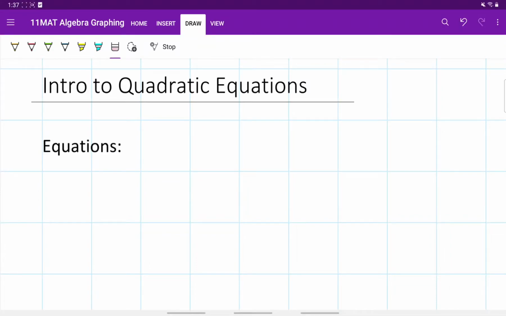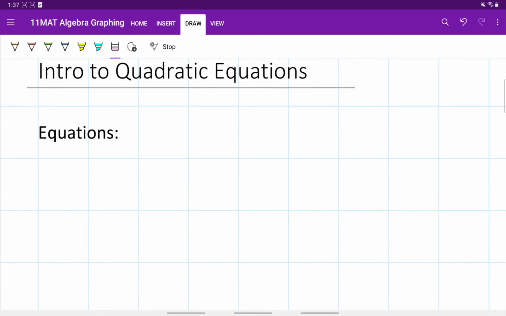Hi guys, so in this video we're just going to have a basic intro into quadratic equations. Some of the things that we touch on in this video, we'll expand on those more in the later videos, okay? This one is just meant to be a little bit of an introduction, give you a bit of background knowledge to it. So we're going to start with the equations of quadratics.